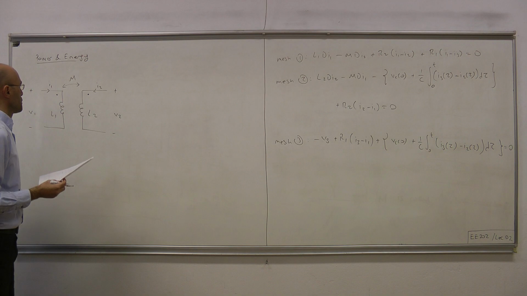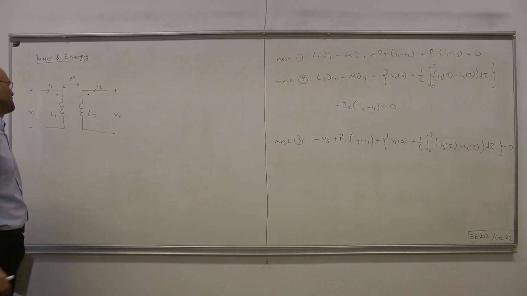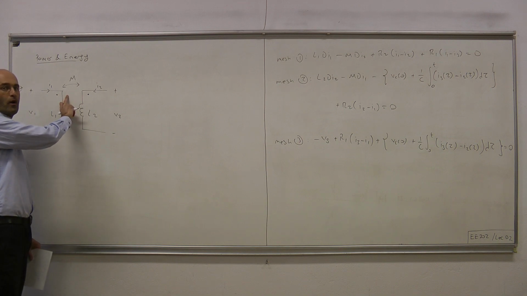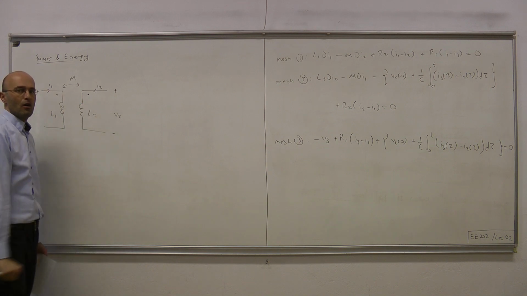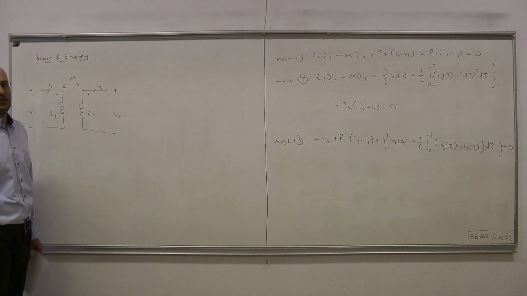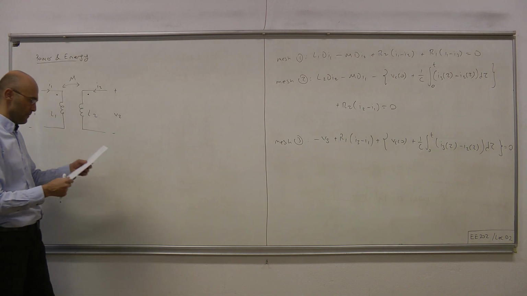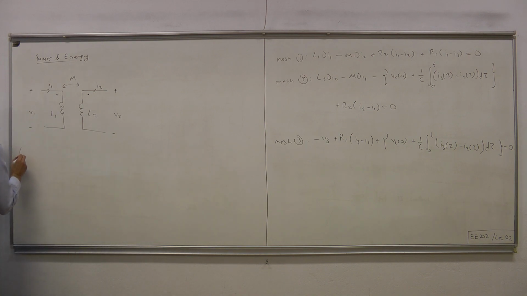Okay, so the power of this 4-terminal device is simply the power of this coil plus the power of this coil. Okay, the second coil. By power, here we mean instantaneous power. Okay, product of the voltage and current. So let's write them down.